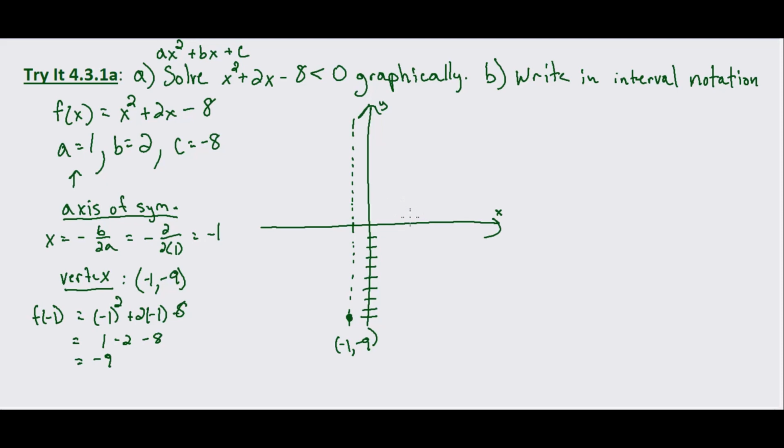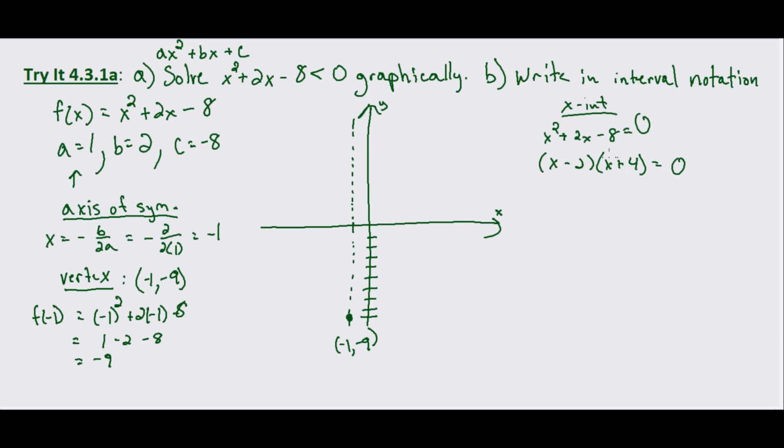Let's look for our x-intercepts, because ultimately that's what we want, because we want to know when is this function less than 0. So when is the function below the x-axis? Well, we can figure that out by finding the x-intercepts. So the x-intercepts are when y equals 0, or when f of x equals 0. So x squared plus 2x minus 8 equals 0. Are there any two numbers that will multiply to negative 8 that add to 2? Well, what about negative 2 and 4?